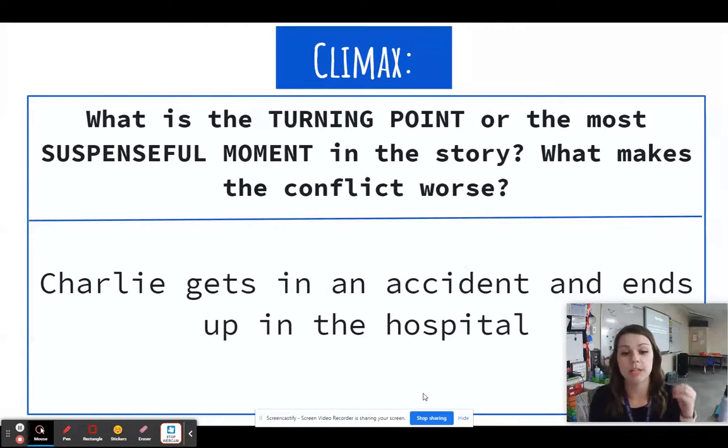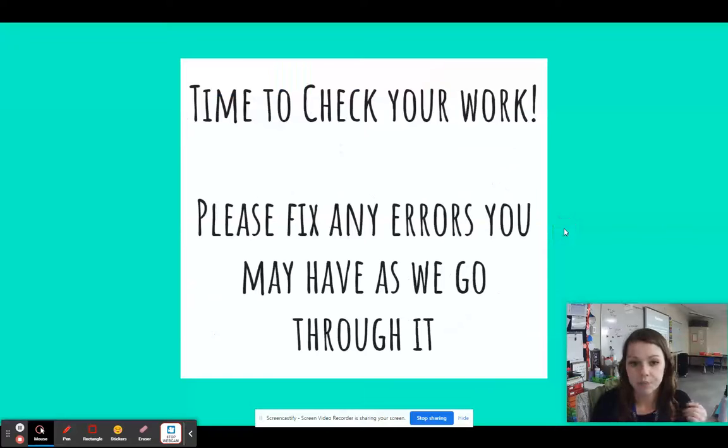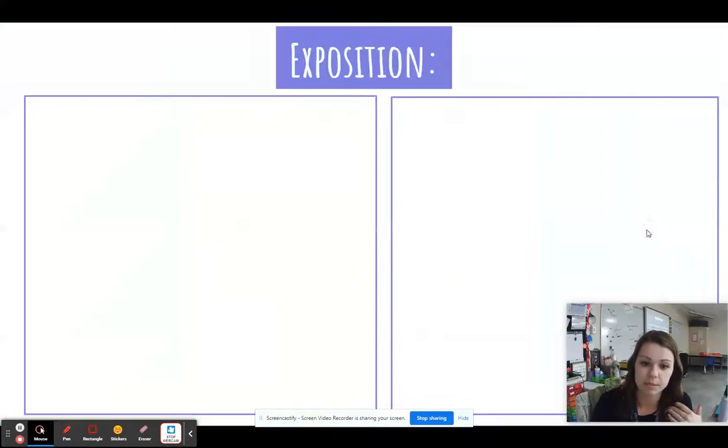The most suspenseful moment is when Charlie's in an accident and we don't know if he's going to live, if he's going to die, if he's okay. Like, we don't know anything. So based off of knowing the conflict and the climax, now going through and filling out the rest should be fairly simple. So I'm going to skip this. This is for in person.